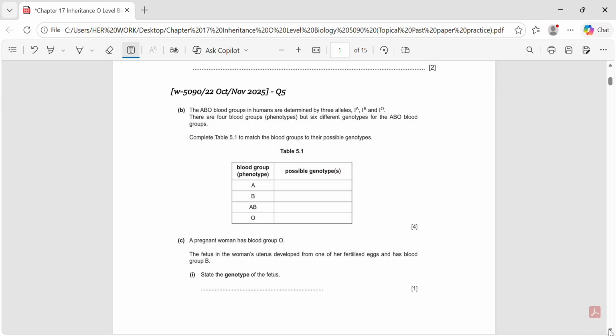In the next question, it explains that ABO blood groups in humans are determined by three alleles, IA, IB, and IO. It also tells us that there are 4 blood groups, or phenotypes, but 6 different genotypes. We are asked to complete the table by matching each blood group to its possible genotypes.